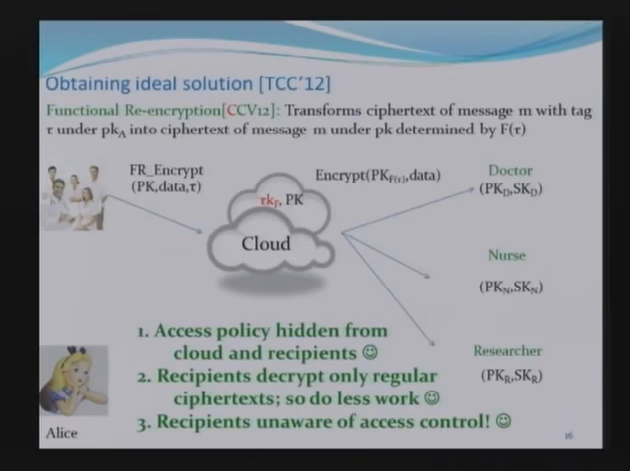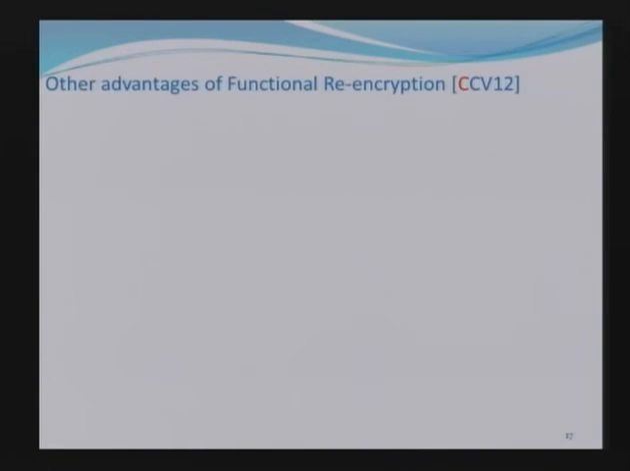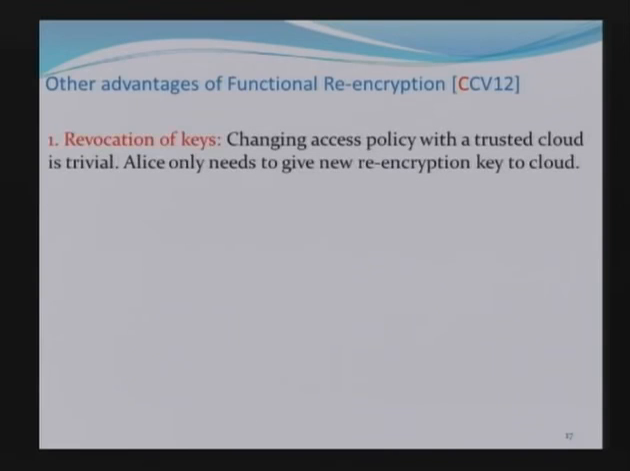Okay. And thirdly, in fact, it turns out that it can be the case that recipients are even unaware of access control. So if they go to the cloud and say, give me the data that's meant for me, they'll get the data that's meant for them. They don't know what happened, whether this data went through access control or anything like that. They don't even know that they might not be privileged to see some information, something like that. Okay. Some other advantages of functional re-encryption are the following.